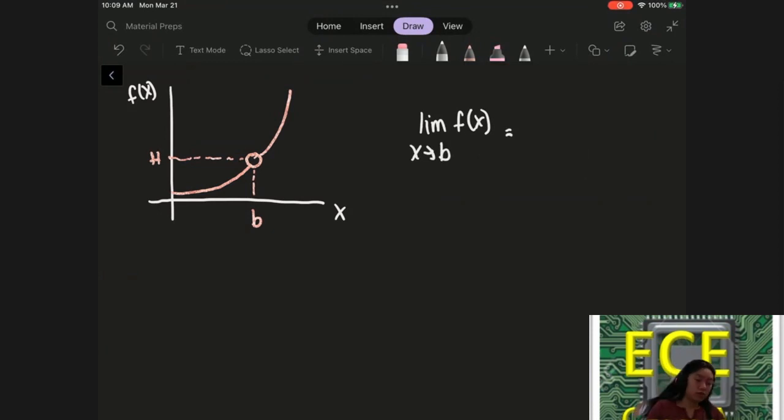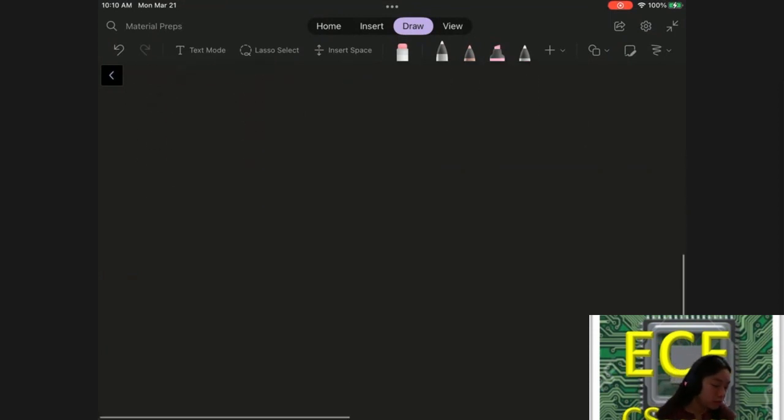As x approaches B, our B is right here. We're going to look at both sides on the function. And here's the tricky part. There's a hole there, so the function does not exist at that spot. But we're actually looking for where the function converges. If you look at both sides, it converges at H. So even though the function doesn't exist there, the limit still exists because it converges at a single point, H.